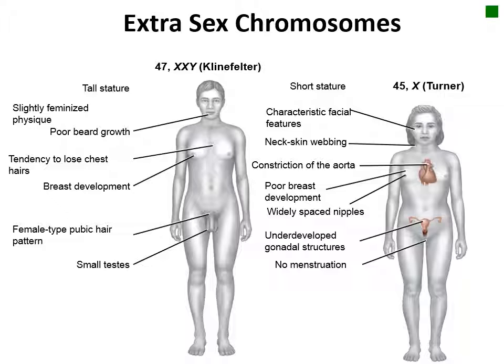In females, the loss of an X chromosome, also called Turner syndrome, causes the phenotypic changes listed. Because they have ovaries that are small or absent, they do not typically menstruate and also cannot have children.